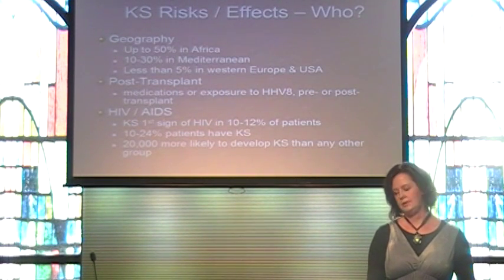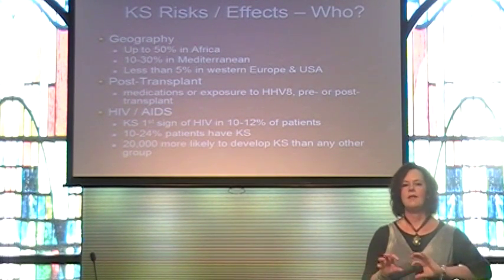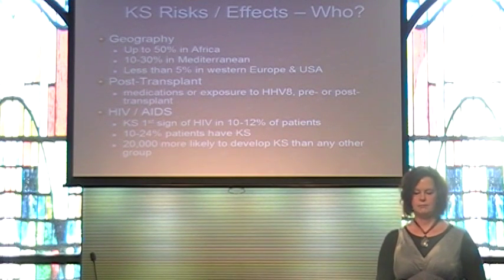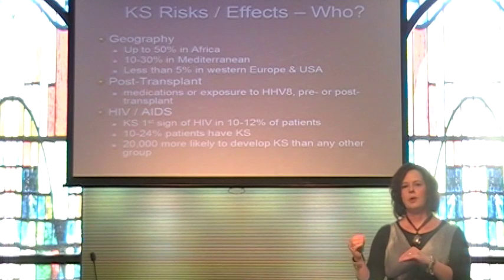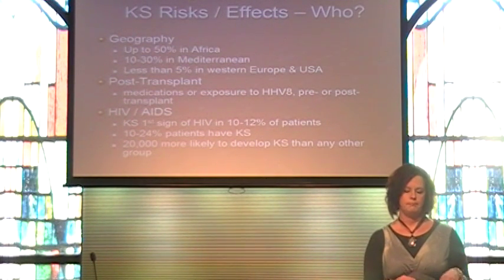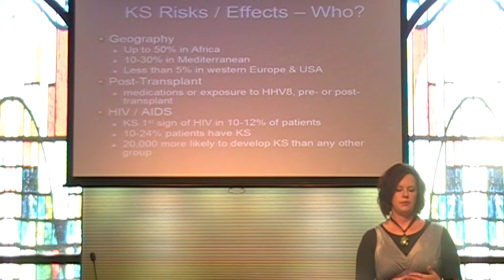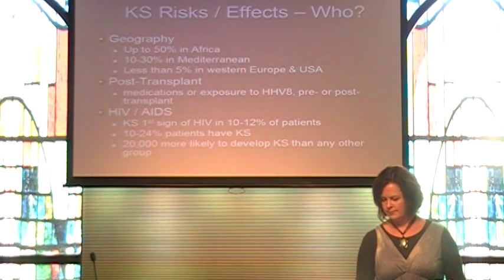Our next section will discuss risk and effects of KS. As mentioned in pathology, each category does have its specific target population. So the people that are in effect getting this, I wanted to break it down by geography, where KS is located in the world. Up to 50% of people afflicted live in Africa, 10 to 30% in the Mediterranean, and less than 5% in Western Europe and USA.